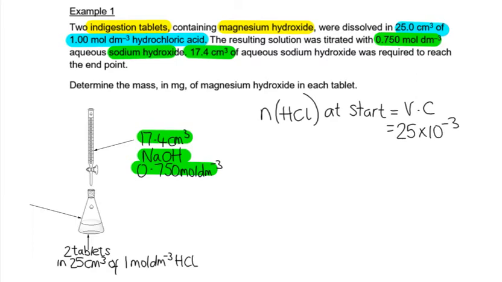So let's work it out. Okay, so 25 centimetres cubed into decimetres cubed. How much HCl did we put in at the very start? So see if you can work that out on your calculator. If not, 0.025. So that's like our excess, that's our big amount at the beginning. So that's 0.025 moles of HCl at the start.